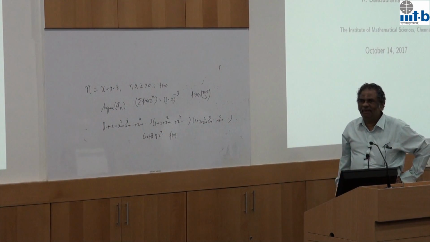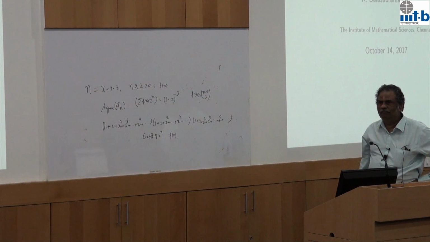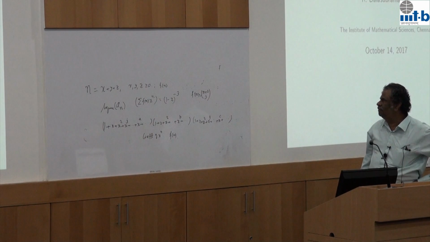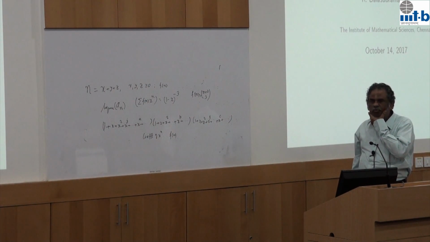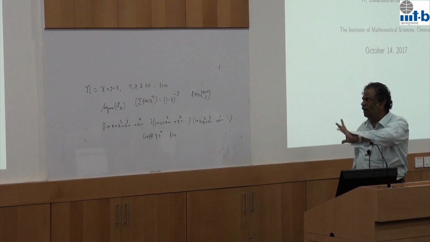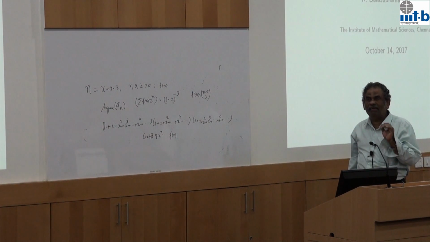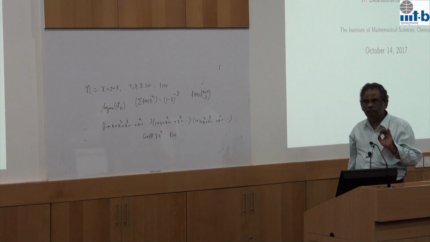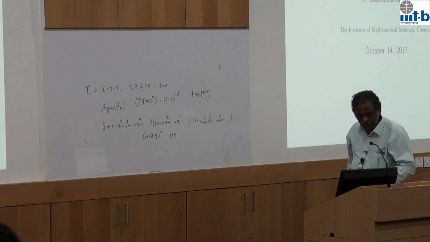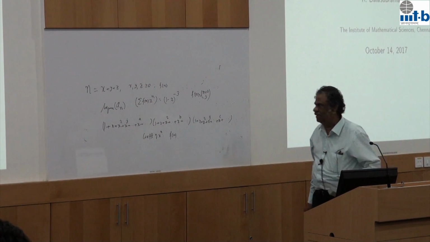F of n is precisely n plus 2 choose 2. And therefore the coefficient of x^n is n plus 2 choose 2. Therefore, the number of ways of writing n as a sum of 3 integers has a closed formula. Good. Now let me make the problem a little more difficult.